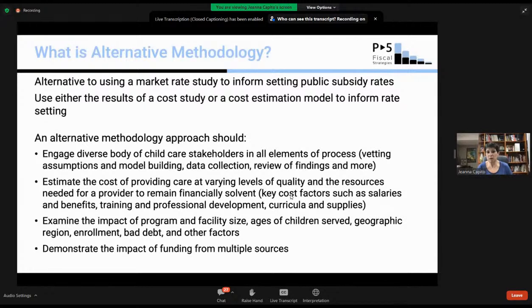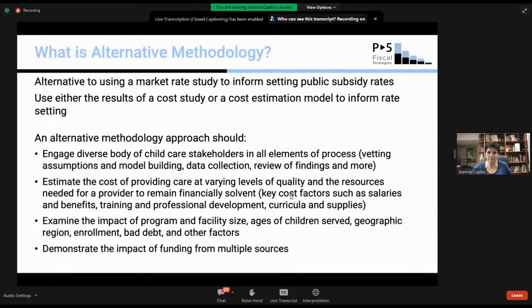I wanted to share a couple other elements of alternative methodology from how the federal regulations talk about it, because some of these are really important to thinking about the methodology that Prenatal to 5 Fiscal Strategies is using with California. We do have a pretty simple one-pager that has this exact information in it that we will share after the meeting. It's in the slides too, but you'll have it in both places. So if you want to use that what-is-alternative-methodology one-pager, it might be something you'll be able to use in some of your education in your communities and with your constituents as well.